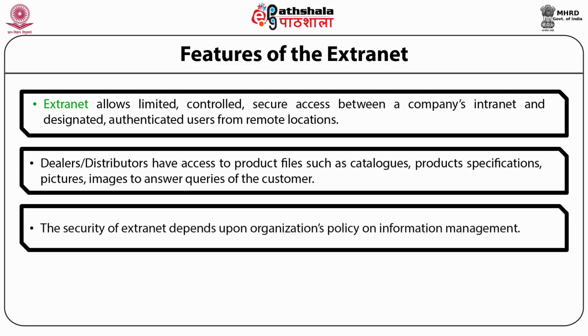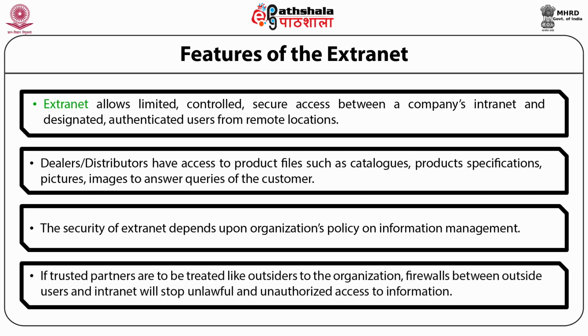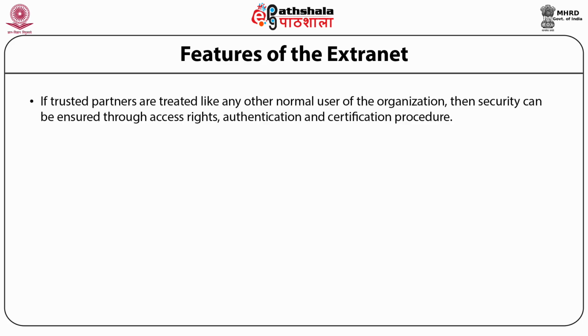The security of extranet depends upon organization policy on information management. If trusted partners are to be treated like outsiders to the organization, firewalls between outside users and intranet will stop unlawful and unauthorized access to information. If trusted partners are treated like any other normal user of the organization, then security can be ensured through access rights, authentication, and certification procedure.